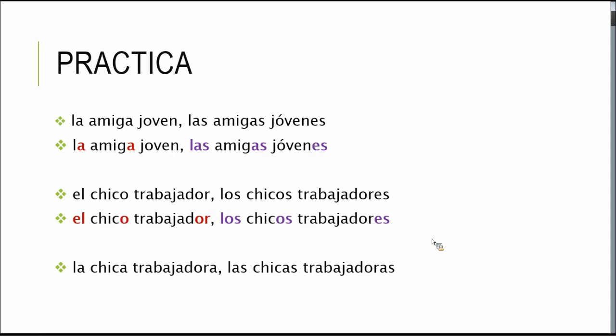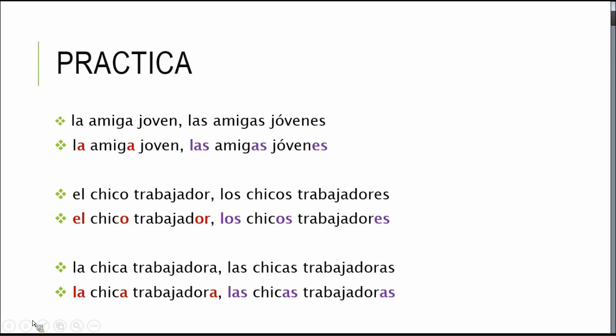So same word. What if it's a girl? In this case, we do la chica trabajadora, las chicas trabajadoras. So in this case, we do add an A on the end, or an AS.